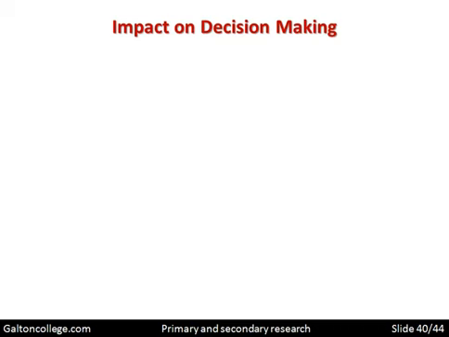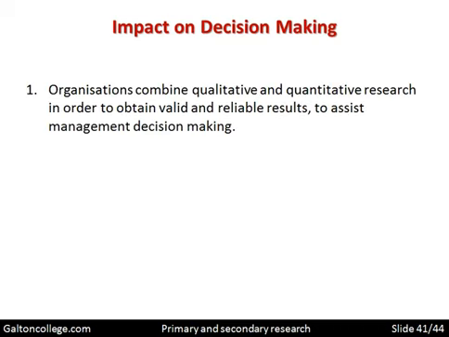Now, the impact on decision making. Well, organizations combine qualitative and quantitative research in order to obtain valid and reliable results to assist management decision making, and that's probably a good approach, because organizations pick up information or data, which they process into information. They pick up the data from different directions. They try to pick up quantitative data, which they can analyze, work out averages and trends and so on.